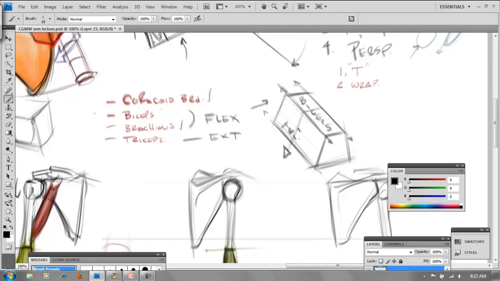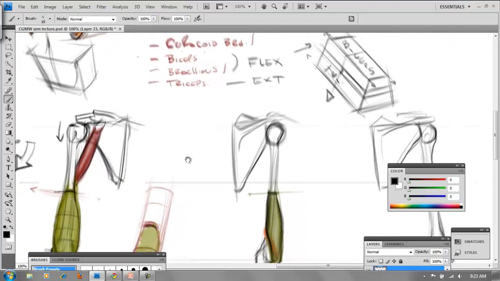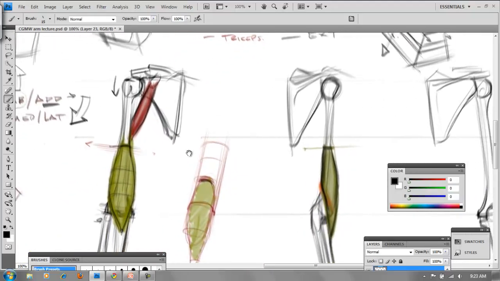Tricep to bicep, and then we're going to have brachialis here in the middle. Not all the way up, of course, but it'd be more down here. Okay, so that's just something to think about as we develop these more form-based issues.